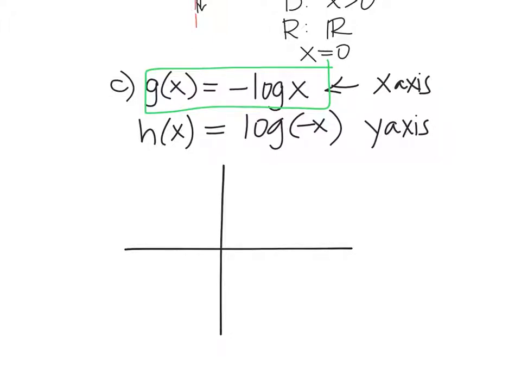I like to just draw in my parent function so that I know what I'm reflecting. That's a really ugly parent function. All right, and then I'm going to take that and I'm going to reflect it over the x-axis. And so this point would stay the same, and it would look like that instead. And the asymptote would still be here. It's very basic. Okay. If it was the other one, h of x, that would be over on the other side. All right.